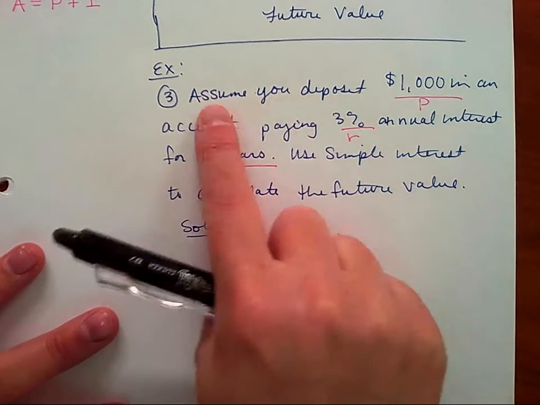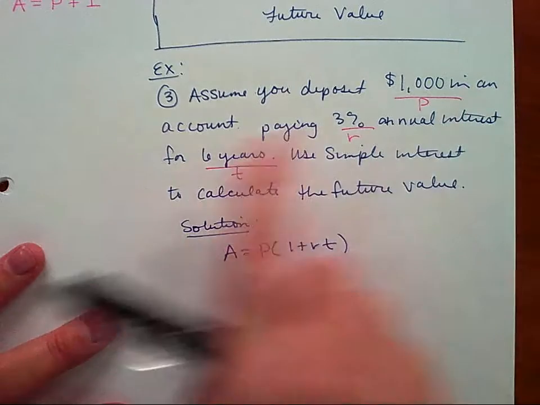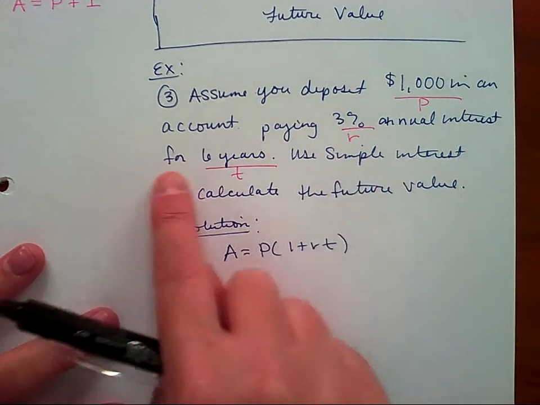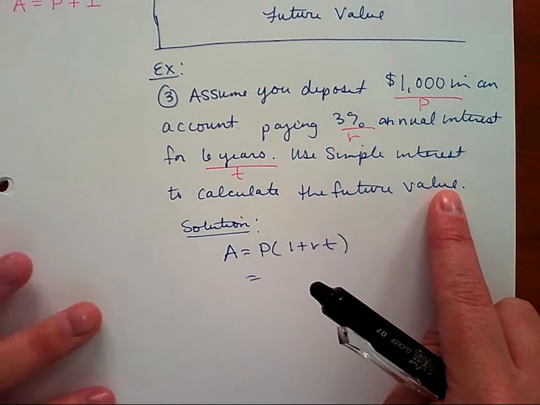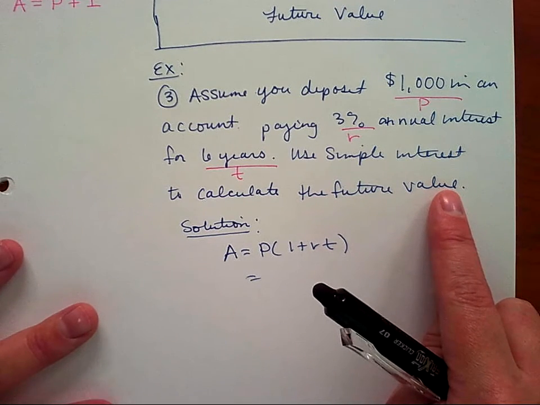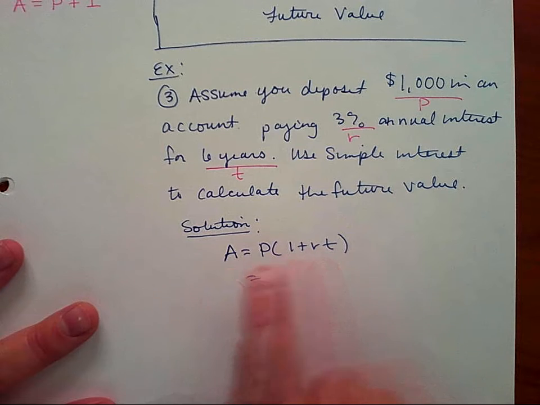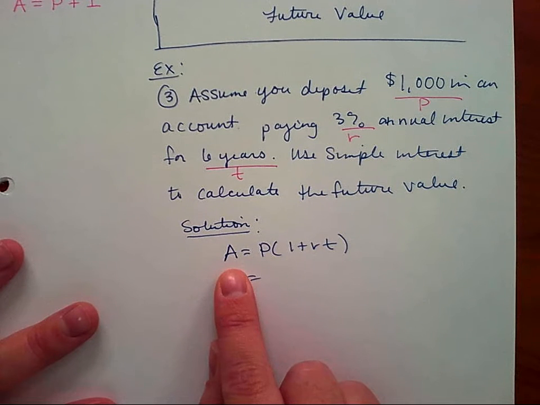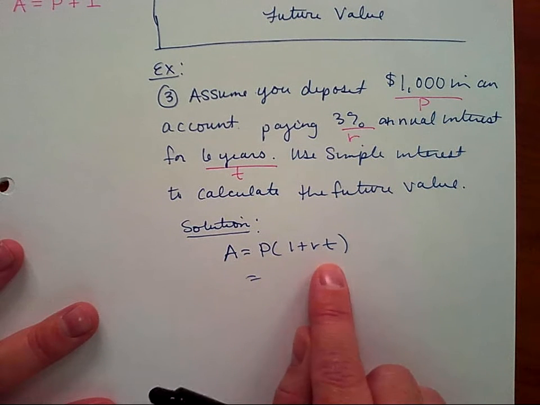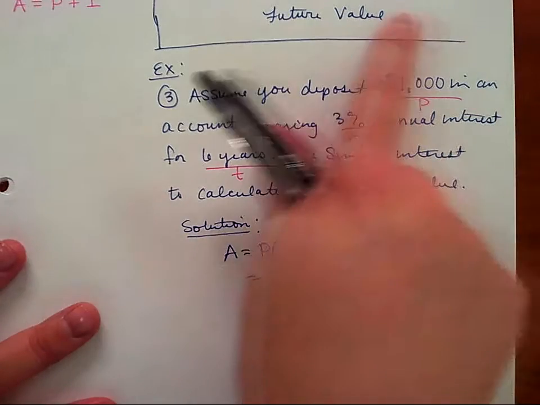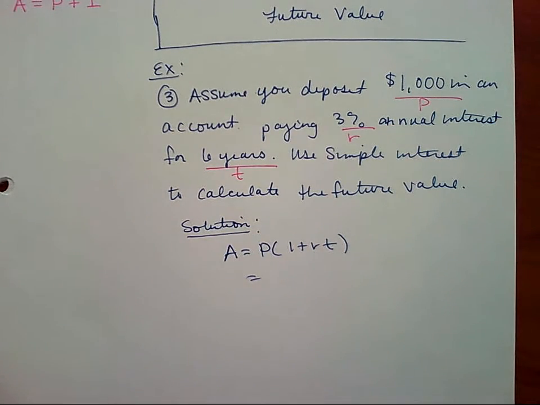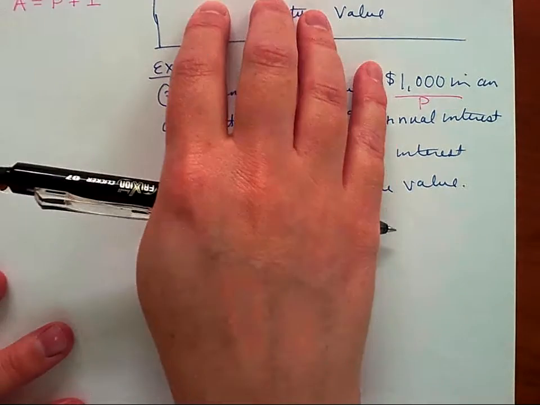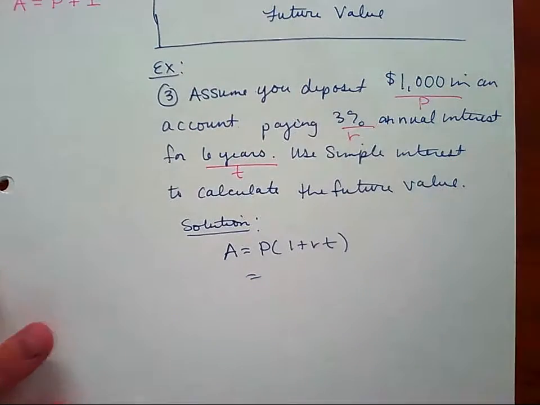Okay, assume you deposit $1,000 in an account paying 3% annual interest for 6 years. Use simple interest to calculate the future value. So we said this is our formula because we want to calculate future value: A equals P times 1 plus RT. So I went back through the question and I underlined all the numbers. And then I said, what are each of these numbers, right? So it's really important that you know the formulas and you know what the letters represent, right?